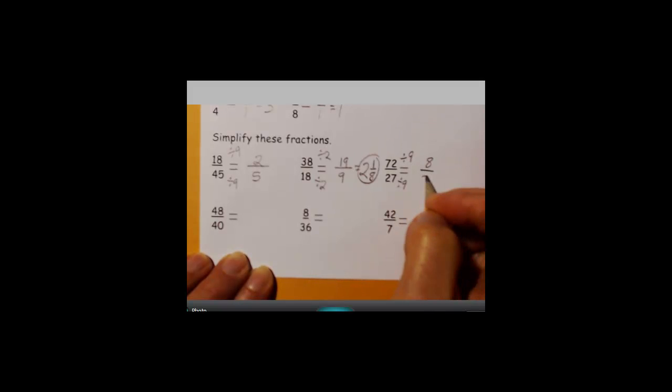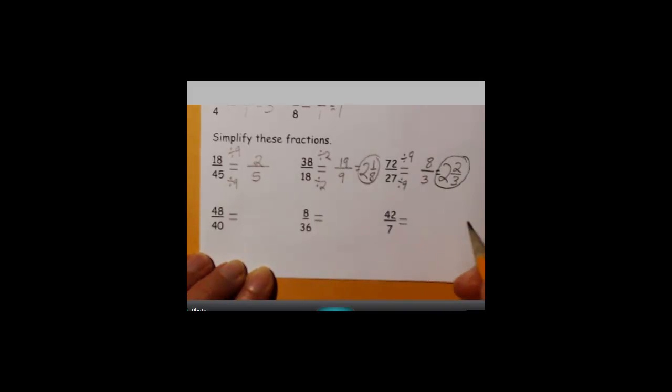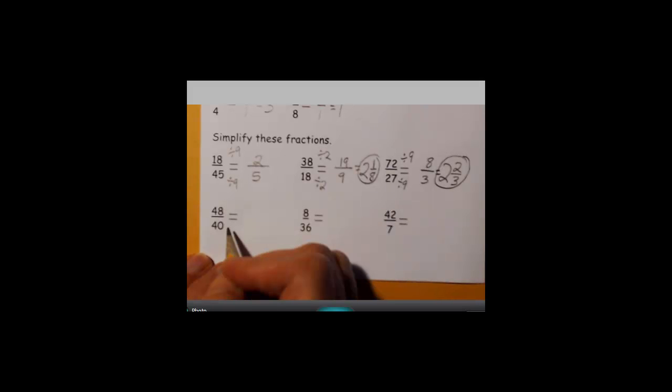And here again I can recognize that this is top heavy. It's an improper fraction. 3 goes into 8 2 full times with 2 left over. So this would involve both simplification skills to get to our final simplified answer of 2 2/3. Same thing going on down here. I can divide both numerator and denominator by 4. 48 divided by 4 is going to give me 12. 40 divided by 4 is going to give me 10.